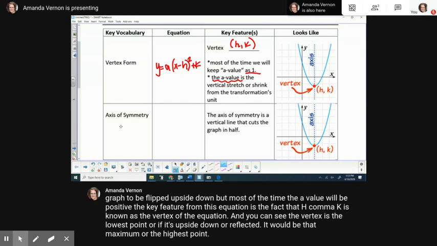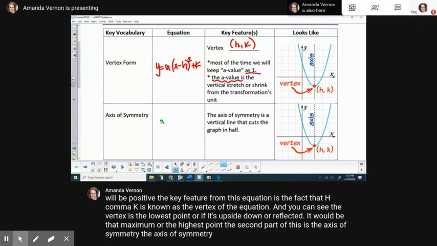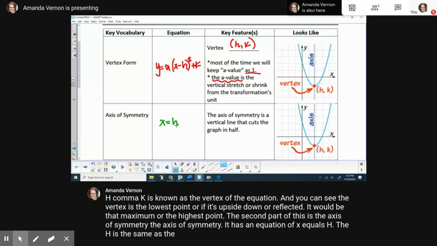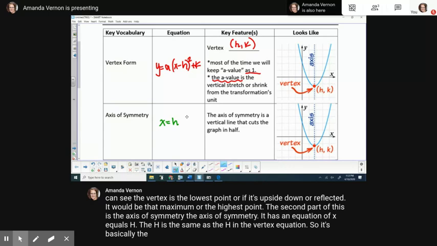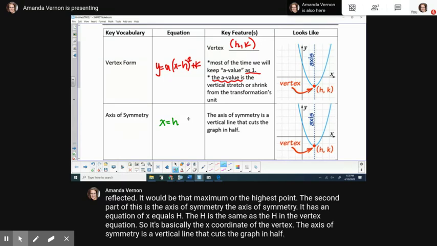The second part of this is the axis of symmetry. The axis of symmetry has an equation of x equals h. The h is the same as the h in the vertex equation, so it's basically the x coordinate of the vertex. The axis of symmetry is a vertical line that cuts the graph in half, and it's basically that line of symmetry.